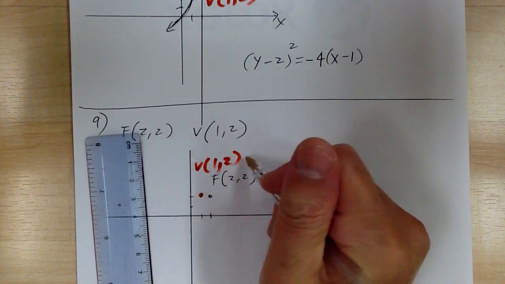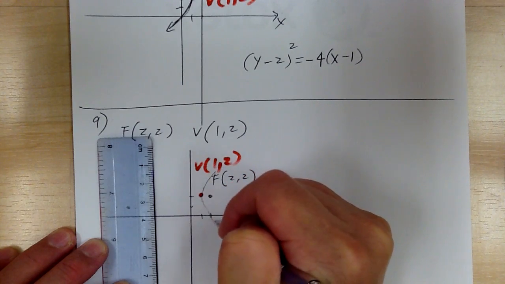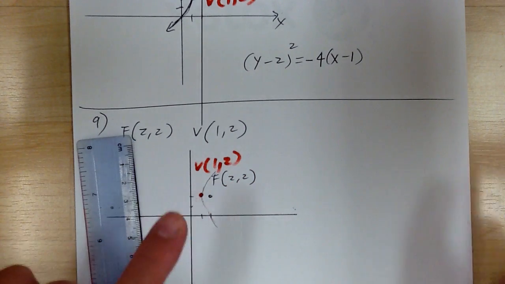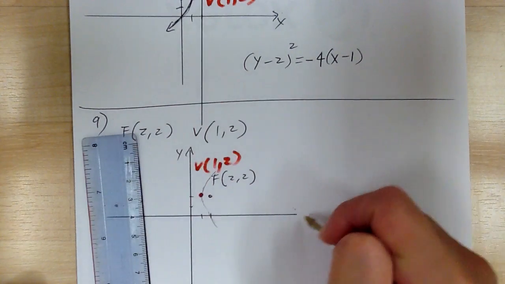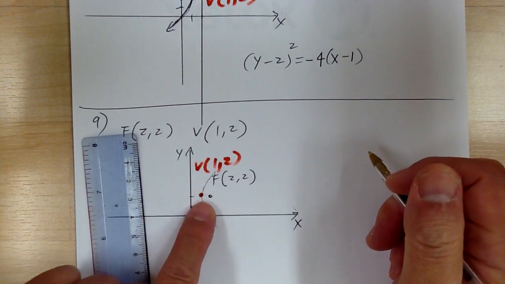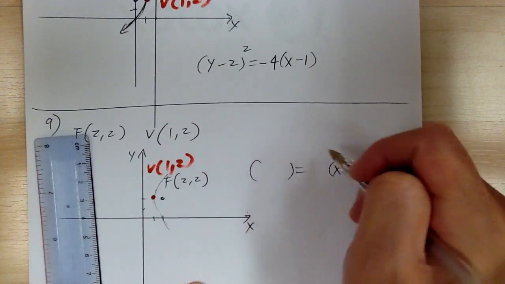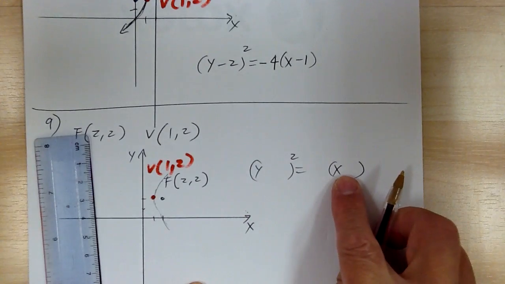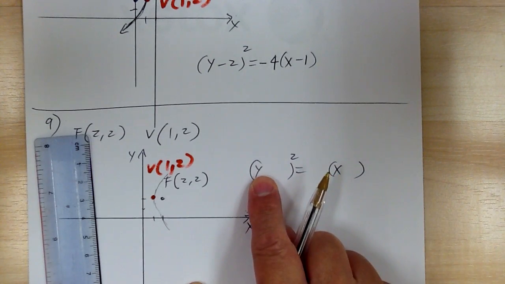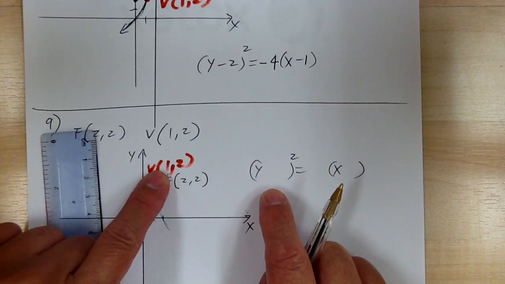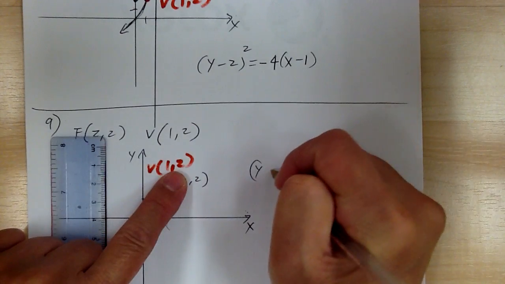So right now you know that this is going to look something like this, right? First you have to know your direction. So this is going to go in a positive x direction. So x goes over here, that means y goes over here. And your vertex is 1, 2, so it'd be minus 1 and minus 2.